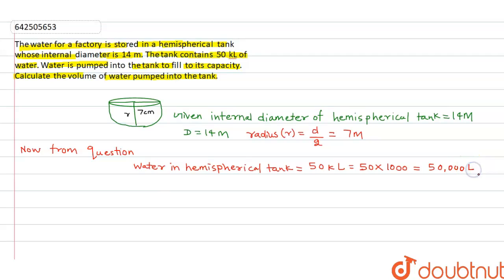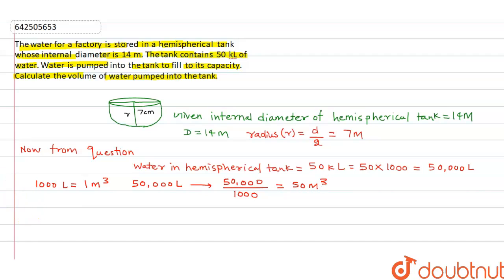If we convert it into meter cube, so we know 1000 liter is equal to 1 meter cube. So 50,000 liter is equal to 50,000 divided upon 1000. So we get 50 meter cube.